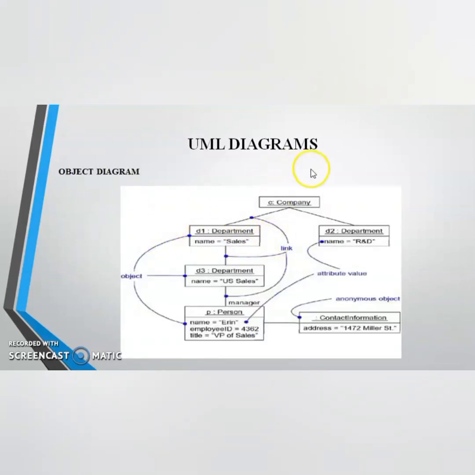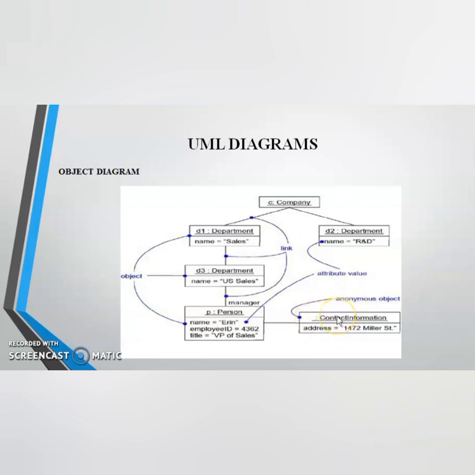This is the object diagram. For this class name Company, we are creating the object C. And under the company, there are two departments, department 1 and department 2. For this department, we are creating the object D2 and for this department, we are creating the object D1. Under department D1, we are creating another department, the object D3. And next, under the department, we are creating another class Person. And P is the object for the Person class. And under the person, we are writing the contact information. Here we are not creating the object, right? So it is called an anonymous object.